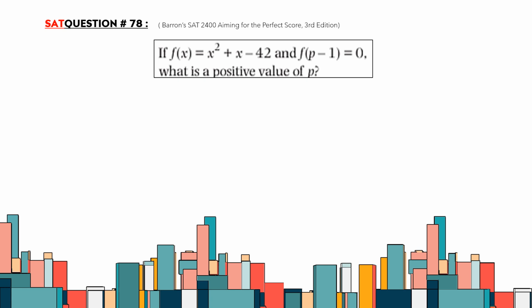So today we will answer a question without the multiple choice. It says, if f of x equals x squared plus x minus 42 and f of p minus 1 equals 0, what is a positive value of p?